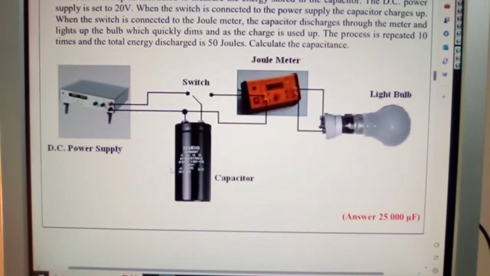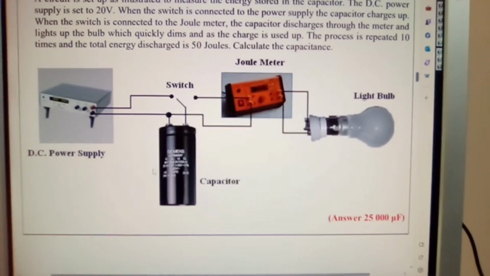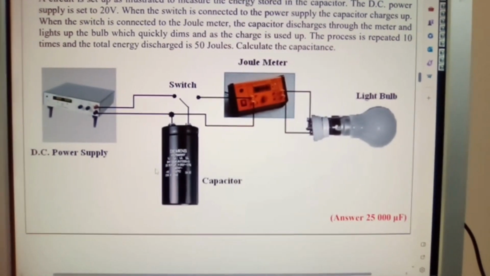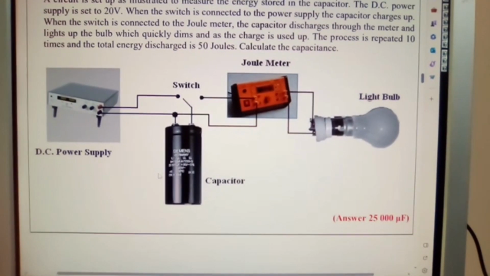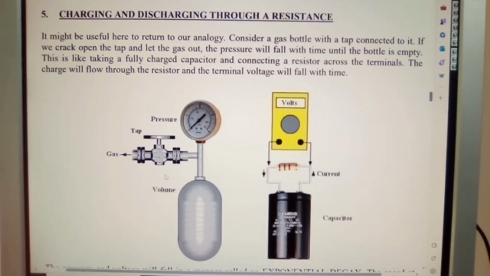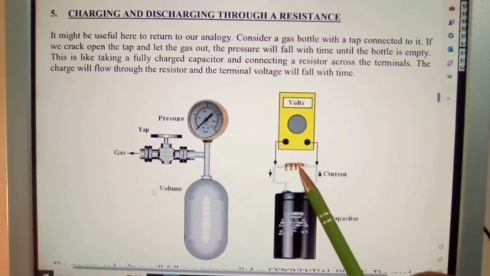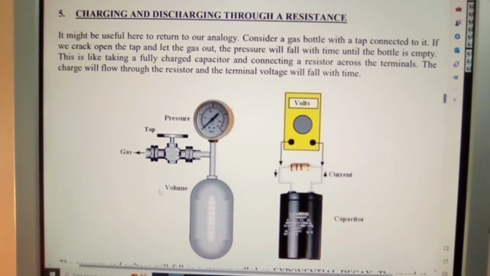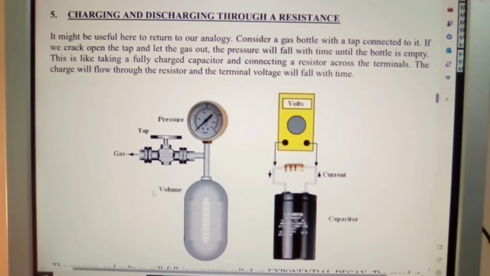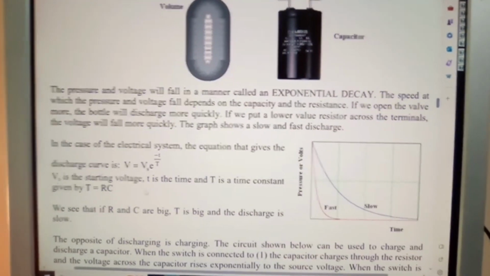I have to admit, I haven't actually done this experiment myself. This is the power supply and you have a joule meter. Now the resistor is to allow the capacitor to discharge slowly, and to make sure that it is dead when you come to touch it or come into contact with it in any form.